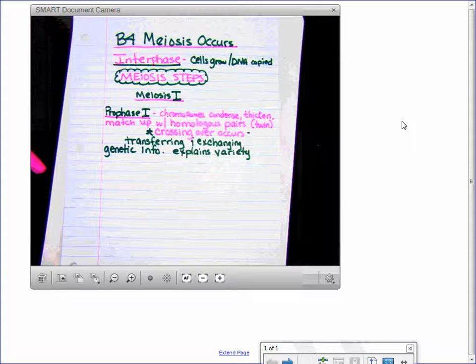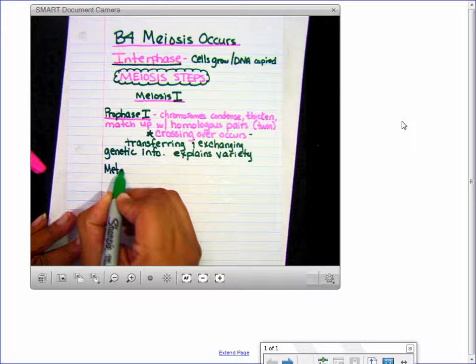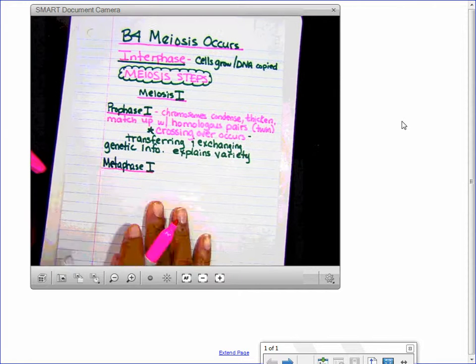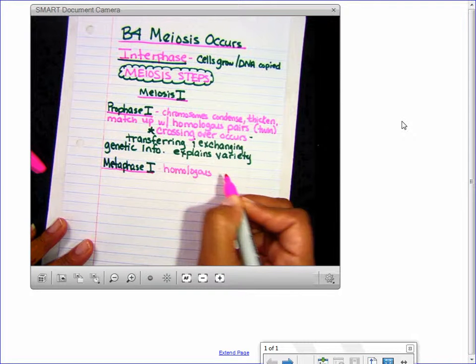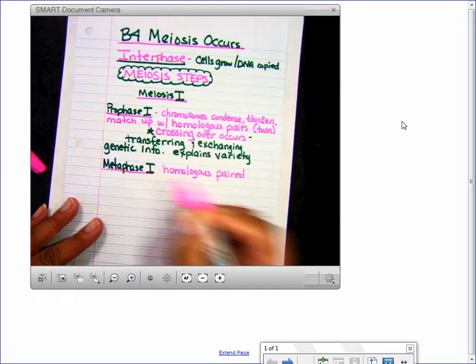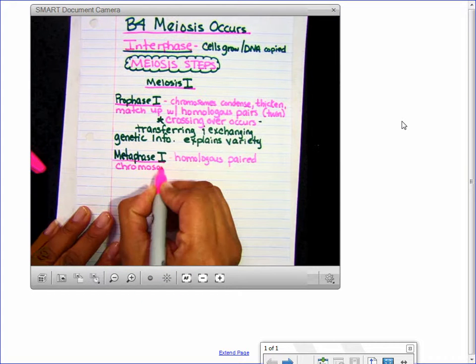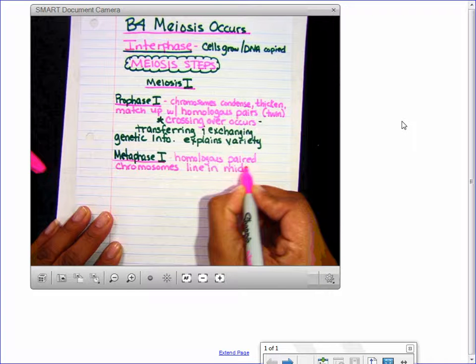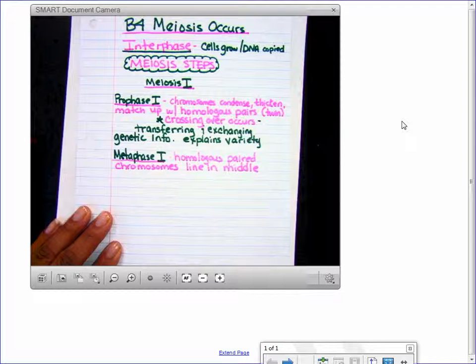All right. The next step is what comes after prophase? Metaphase. And this is going to be metaphase 1. In metaphase 1, remember something happens that goes in the middle, but here it's going to be your homologous paired chromosomes line in the middle. Now, in mitosis, it's your splitting of the chromosomes, and those splits start to line up in the middle. Here, you actually have paired chromosomes lining up in the middle.